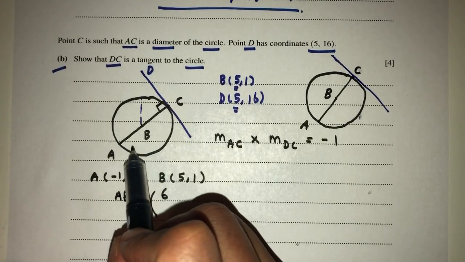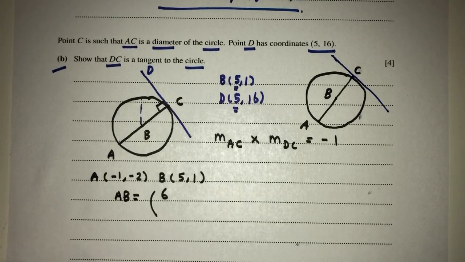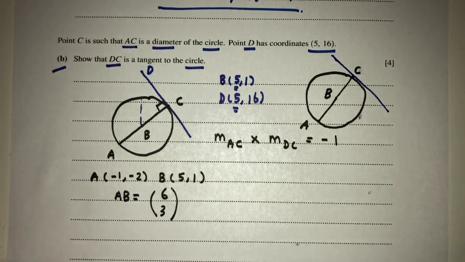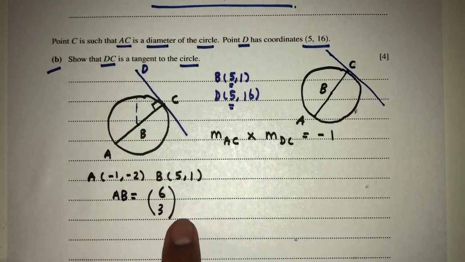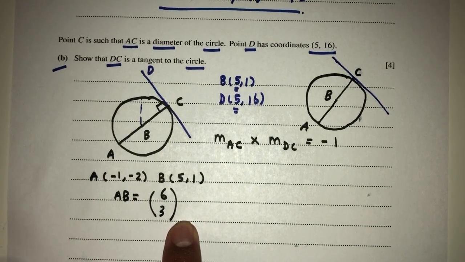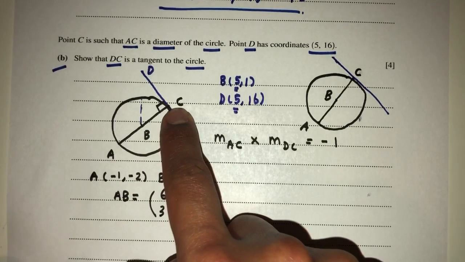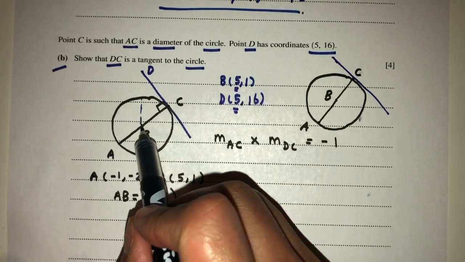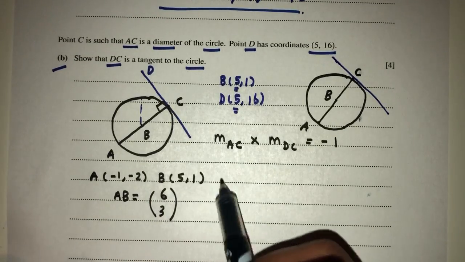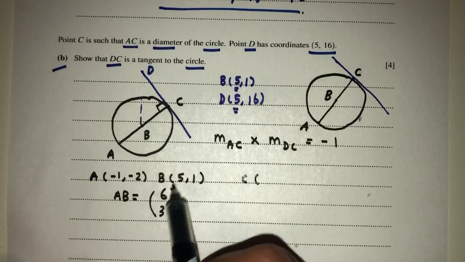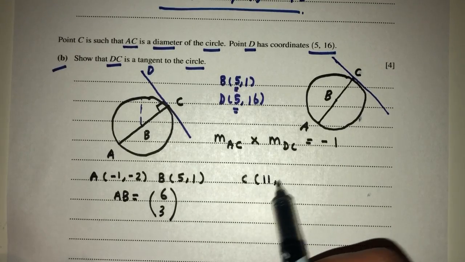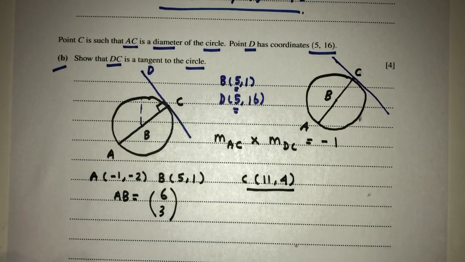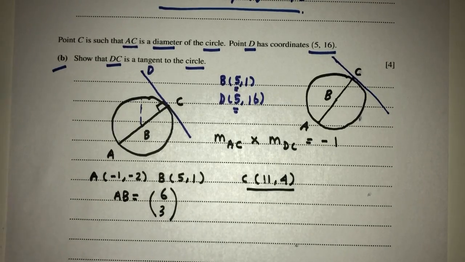So 1, 2, 6, and then going up, from -2 to 1, that has to be 3. So the displacement from A to B is (6, 3). But since AC is a straight line through B, the displacement from B to C would also have to be the same. So from B going to C, we move the same thing. C will be 5 plus 6, that will be 11, and 1 plus 3, that will be 4. So this will be your point C. From that, we can just find the gradients.